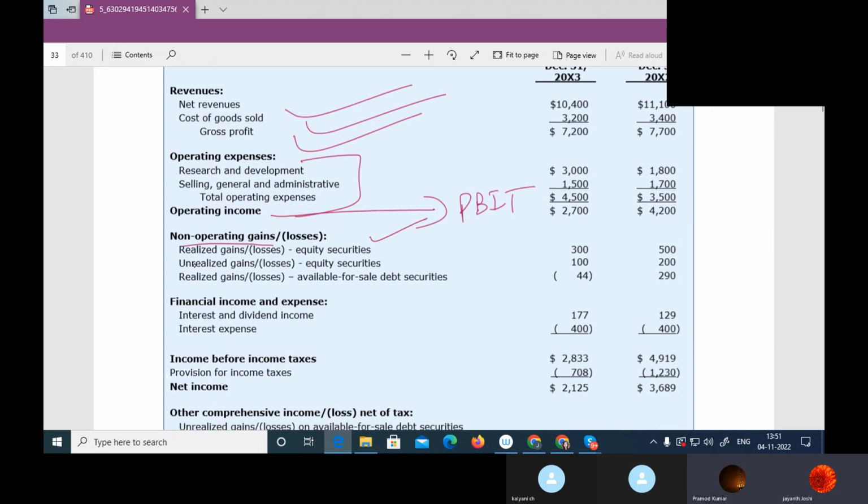But there will be some standards whereby some rules would apply. I will explain that afterwards. Unrealized gains or losses on equity securities. This is a special standard which we have to learn. When we enter the chapter called accounting for investments, I will explain that one.